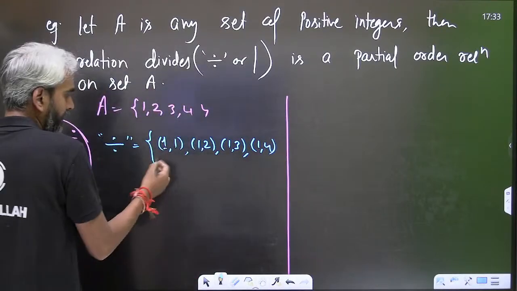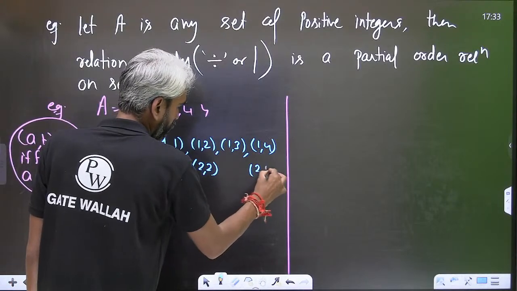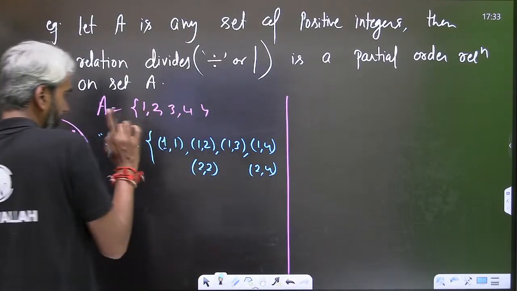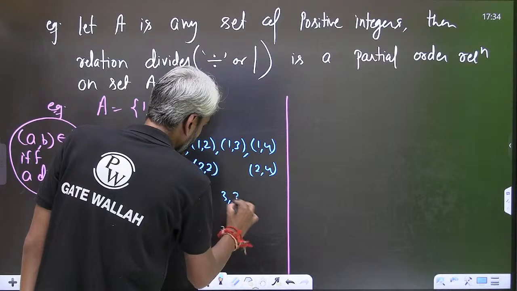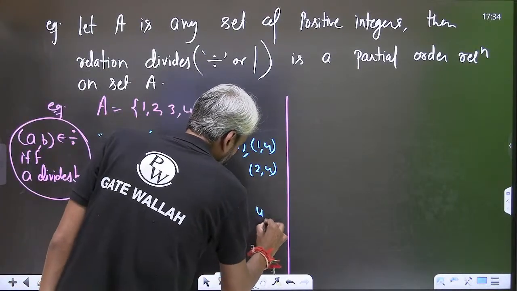Does 2 divide 1? No, sir. 2 divides 2? Yes, sir. 2 divides 3? No, sir. 2 divides 4. Does 3 divide 1? No. 3 divides 2? No. 3 divides 3 only. Does 4 divide 1? No. 4 divides 2? No. 4 divides 3? No. 4 divides 4 only.